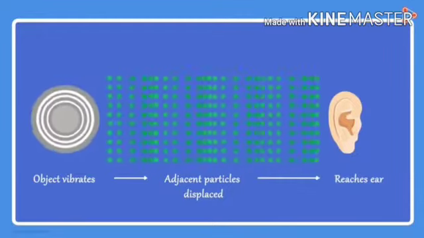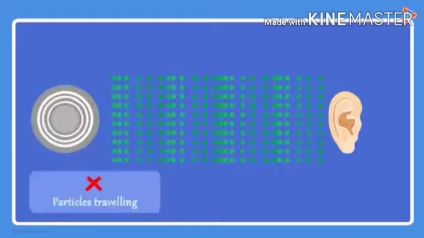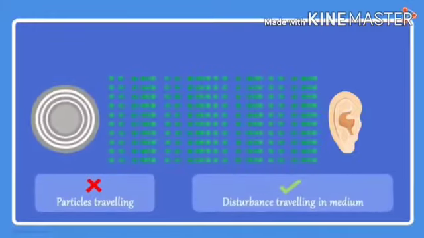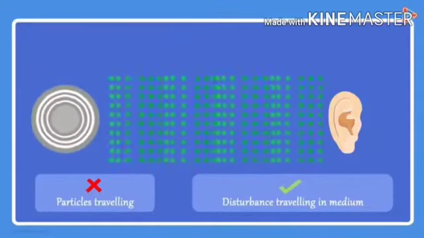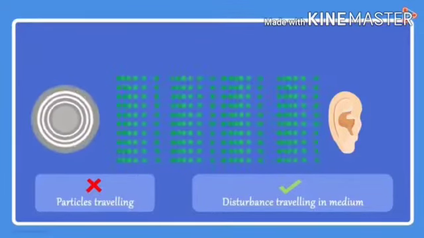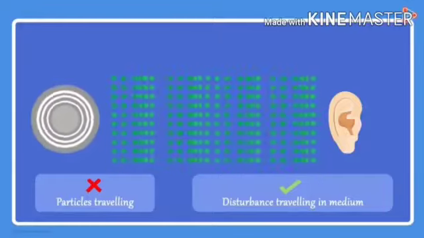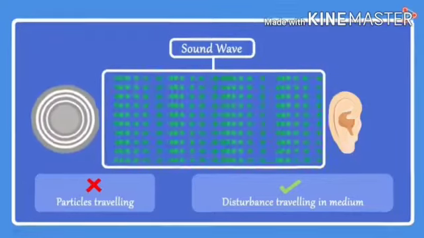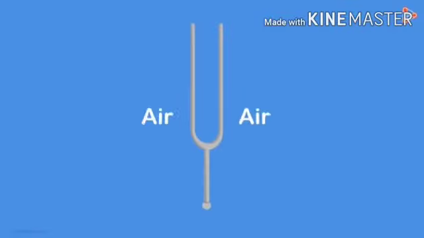Particles are not traveling from the source to our ear, but the disturbance produced at the source travels in the medium. This disturbance that creates the vibrations in the medium is called a sound wave. Let us discuss with one example. Now take the tuning fork. Now air is the medium. Now the tuning fork is at rest, not vibrating. We cannot hear any sound.